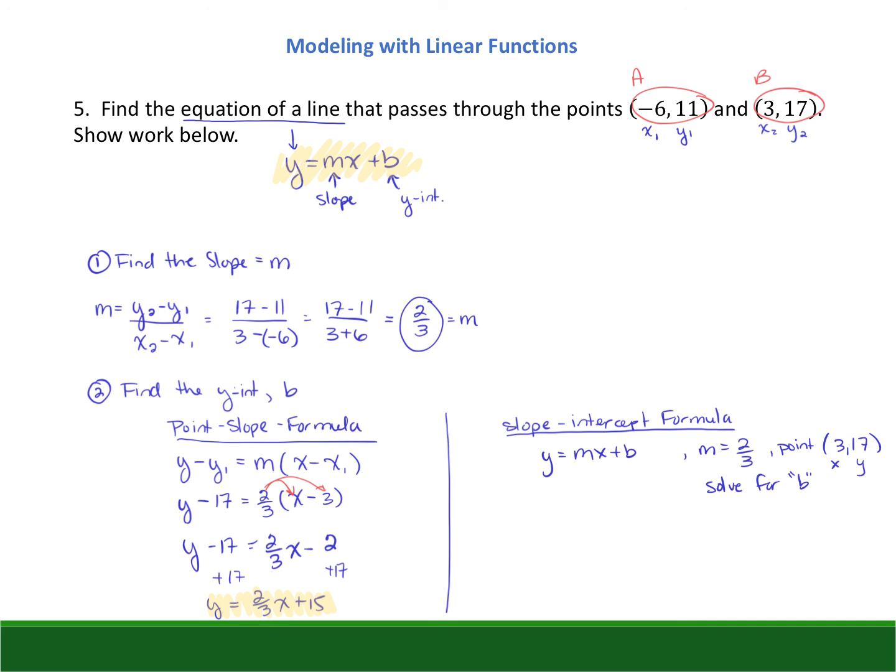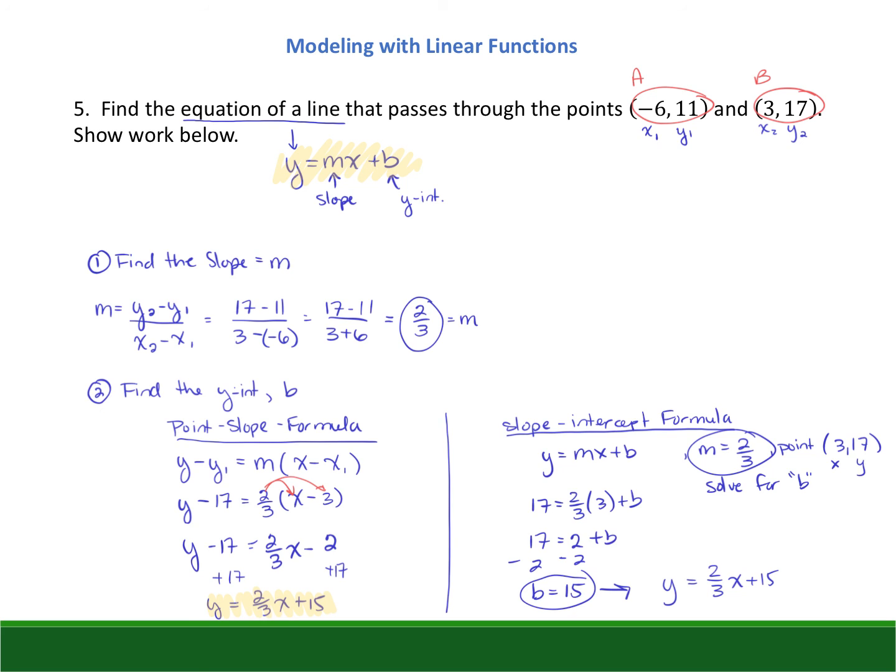So let's go ahead and do that. When y is 17, the slope is 2/3 and x is 3, let's solve for b. So here we have 17 is equal to 2 plus b. Subtract 2 from both sides, and so b is equal to 15. Then you just have to remember to put it all together to write the equation. We've got the y-intercept and the slope. Y is equal to 2/3 x plus 15, final answer.